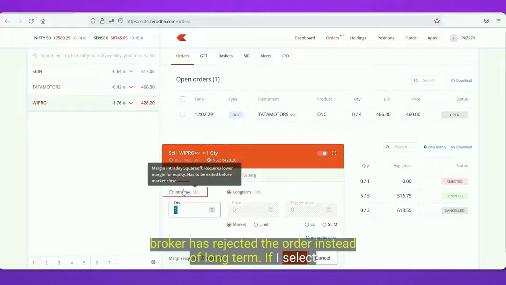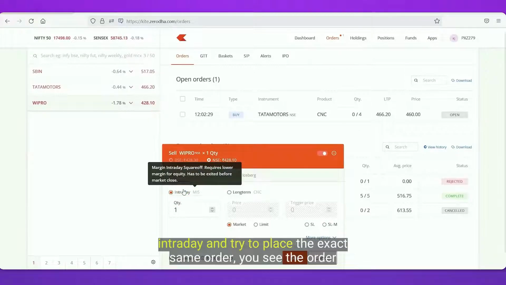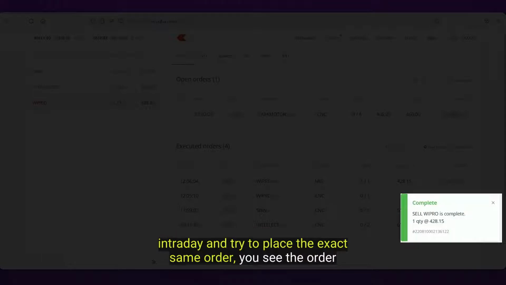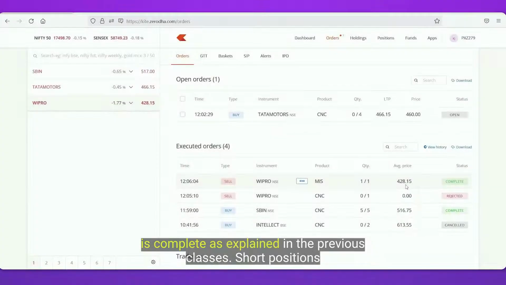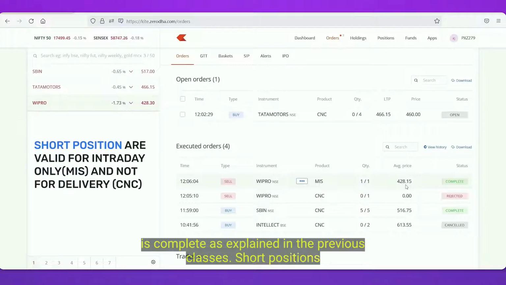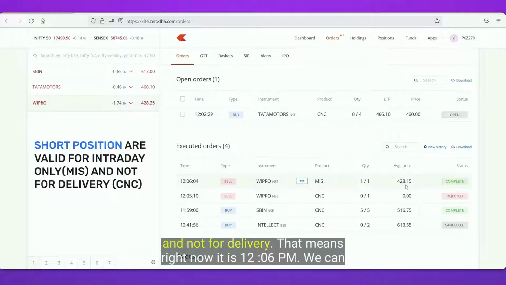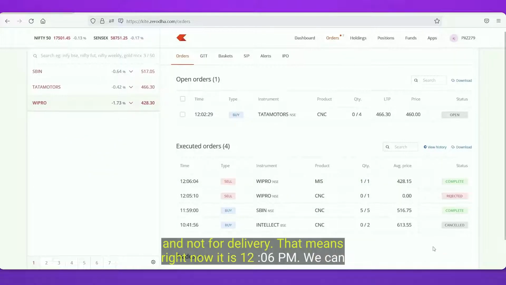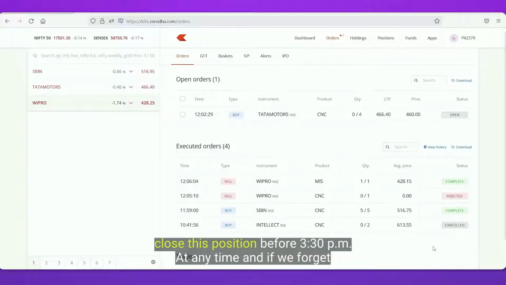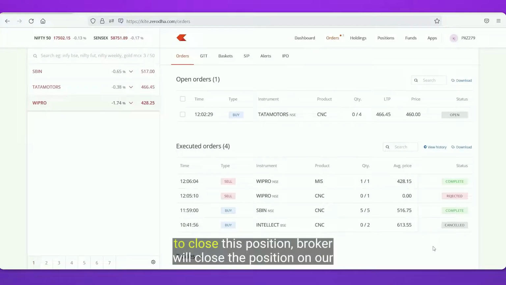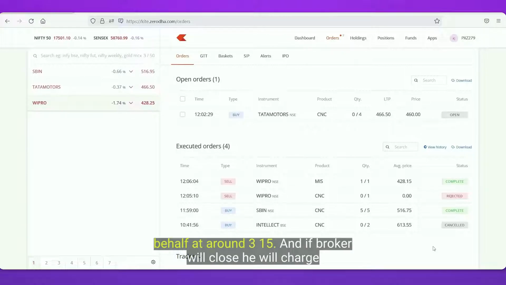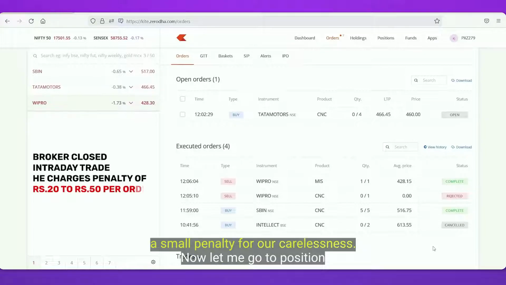Instead of long term, if I select intraday and try to place the exact same order, you see the order is complete. As explained in the previous classes, short positions, that is when you want to sell first, is valid only for intraday and not for delivery. That means right now it is 12:06. We can close this position before 3:30 p.m. at any time. And if we forget to close this position, the broker will close the position on our behalf at around 3:15. And if the broker closes it, he will charge a small penalty for our carelessness.